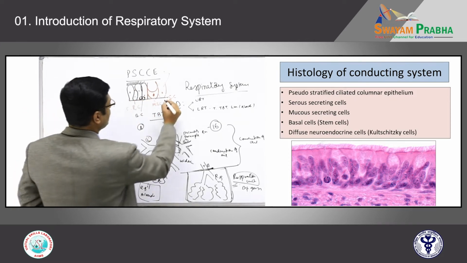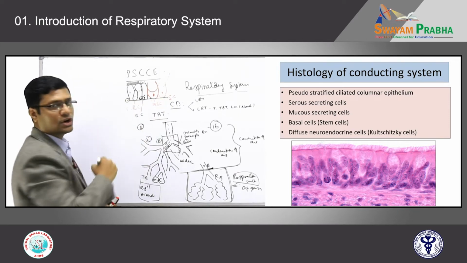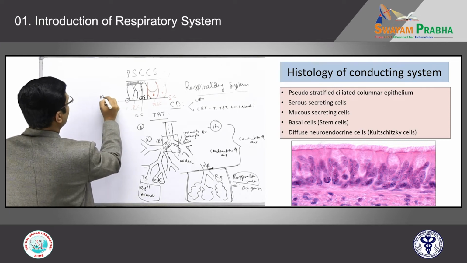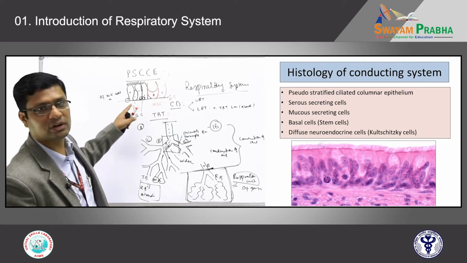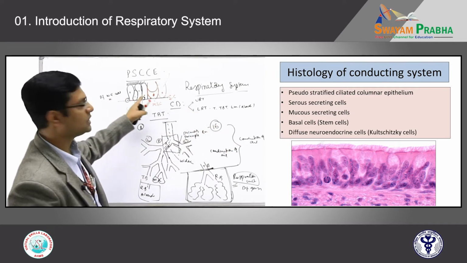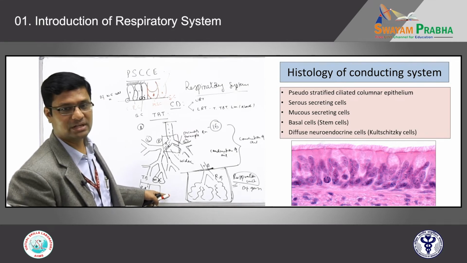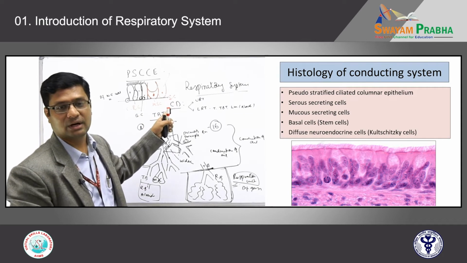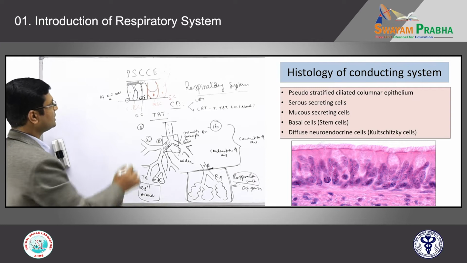Along with that, we have one more type of cells dispersed here, and they are of neuroendocrine nature. We call them diffuse neuroendocrine cells. The other name for diffuse neuroendocrine cells is Kulchitsky cells, you can see there. So, these are the main different types of cells which line the tracheobronchial tree, right. If somebody asks, all of you should know that these are the 5 different types of cells that line the respiratory system. So, what is the function of these cells?